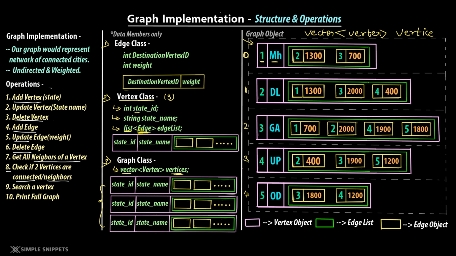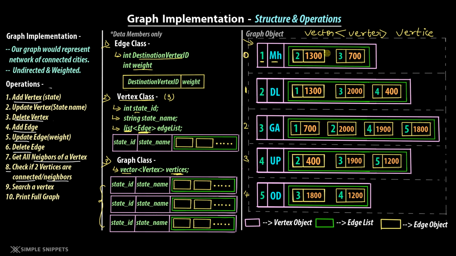These are nothing but templates. And this is the type of list. When I say type, it means it will store edge objects. So edge is again our user defined class. So let's come to what is the edge. The edge class is nothing but having 2 data members. It will have the ID of destination vertex and it will have the weight.